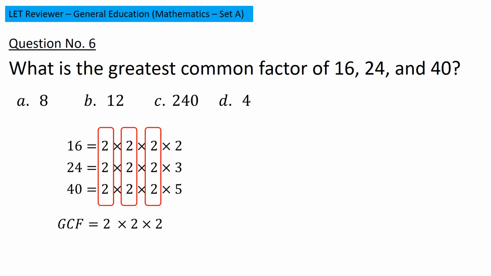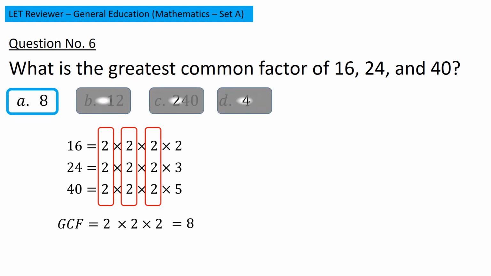So, to get the GCF, that is simply yung tatlong 2 na common sa kanilang tatlo, that is 2 times 2 times 2, and that will give us 8. So the greatest common factor of 16, 24, and 40 is 8. So our answer is letter A, 8.